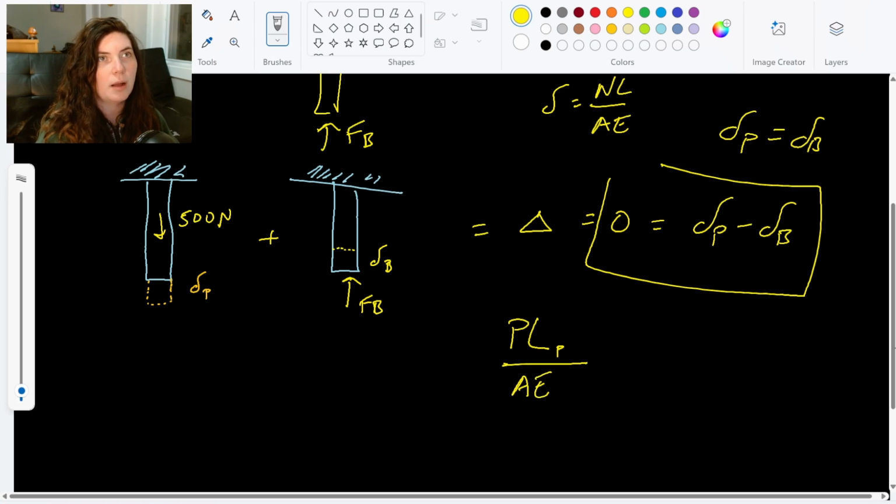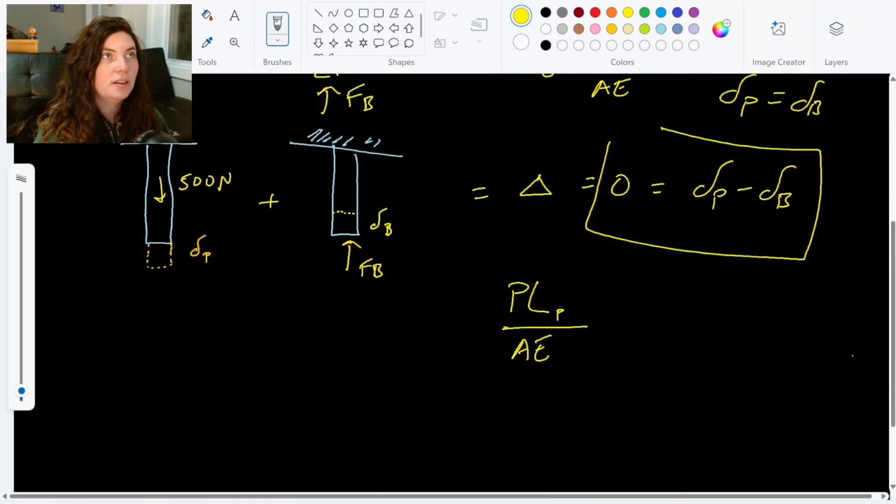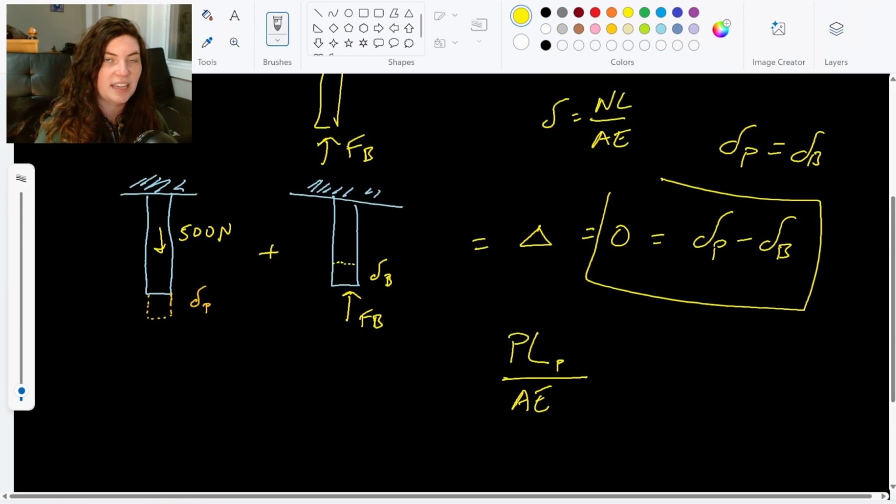Now, you'll notice in the problem, we weren't actually given an area or a material that this thing was made of, a modulus of elasticity or anything. But that's going to be okay because our B and our P functions here, both of these have the same cross-sectional areas and the same moduluses of elasticity, which we're assuming just because it looks uniform all the way down. There's no indication that there's a change in material. There's no indication that there's a change in area. So we're going to assume that this is just a uniform rod.